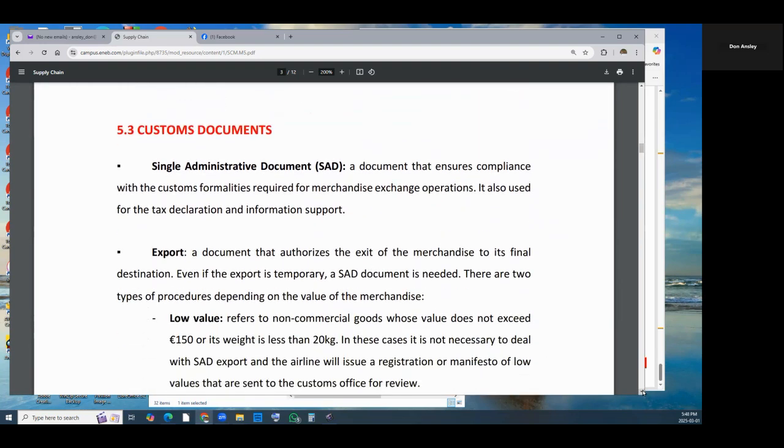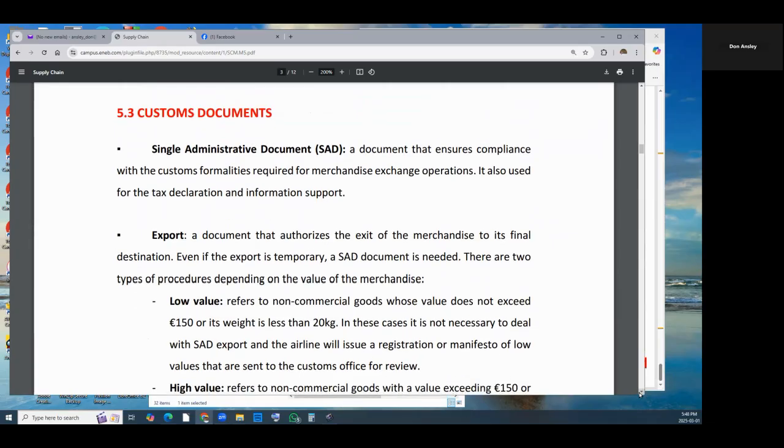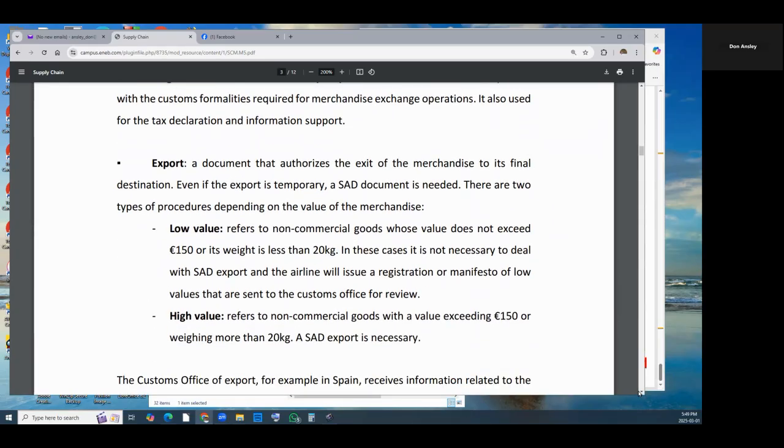Now we come to the customs documents, the one we mentioned before, the single administrative document. SAD is the document that ensures compliance with the customs formalities required for merchandise exchange operations. It is also used for tax declaration and information support. Export, the document that authorizes the exit of a merchandise to its final destination, even if the export is temporary, as that document is needed.